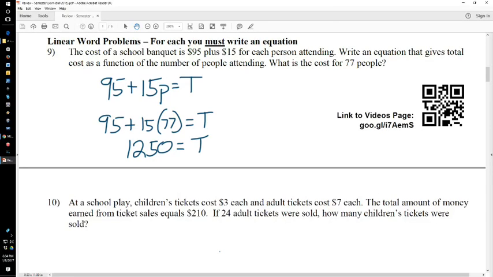So here we go. So children's tickets, we'll just call those C, are $3 a piece. So 3 times C will be the cost of all the children's tickets. Adult tickets are $7 each. So 7 times the adult tickets. So think of it this way. It's $3 for every child, $7 times every adult. And that will equal my total. In this case, they give you the total of $210.